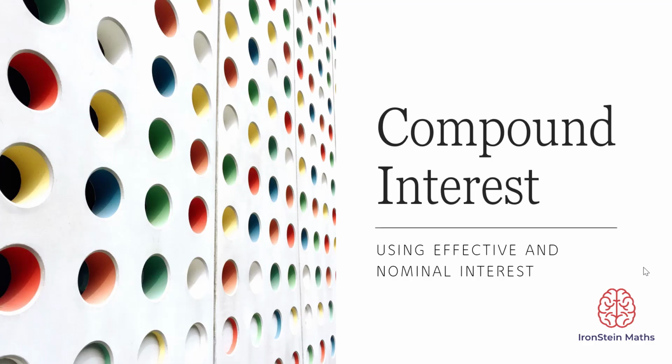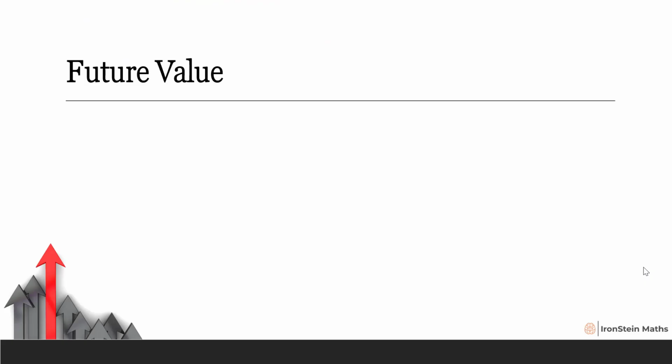Welcome to this episode, in which we will be discussing compound interest, using the compound interest formula, and using effective and nominal interest rates. We will discuss the difference between effective and nominal. Now, before we go into using the compound interest formula, I'm going to use an example where we calculate the future value of an amount at the end of a specific period.